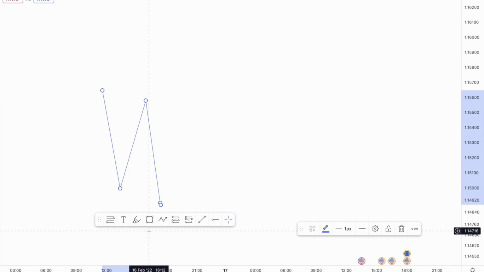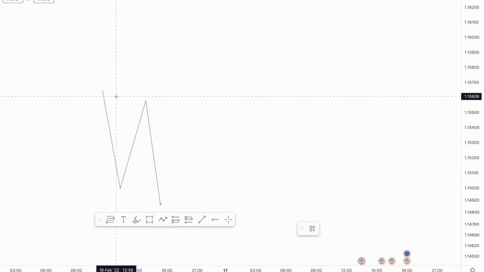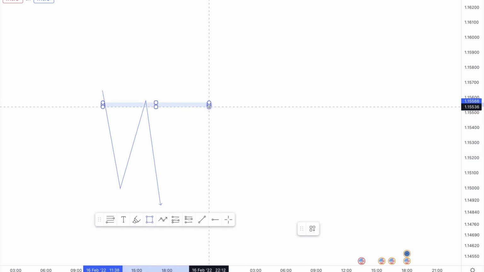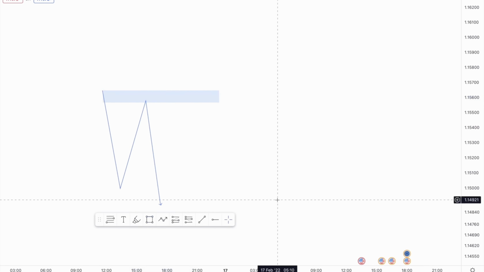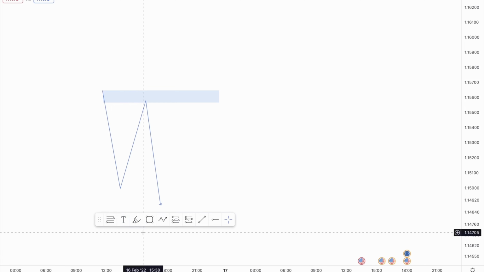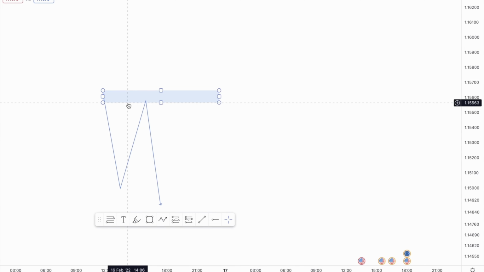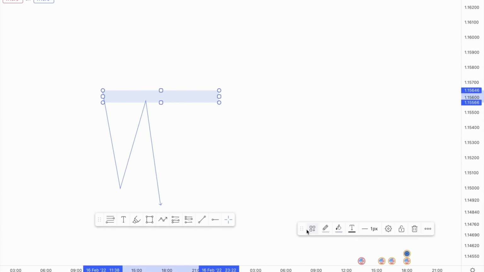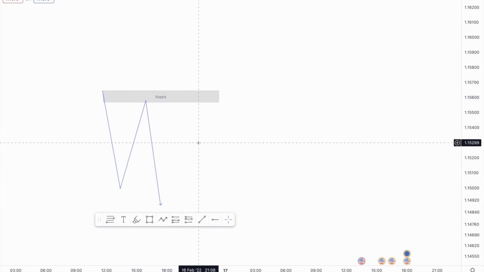Now supply in this area would have been what caused this down move. Okay, so this area here would have been our supply. Now you can't really see the actual zone on the line chart, but this is just a brief example of where supply would sit in the market, okay? Now if I mark this, we'll mark it as our supply zone. So this is our supply zone, okay?